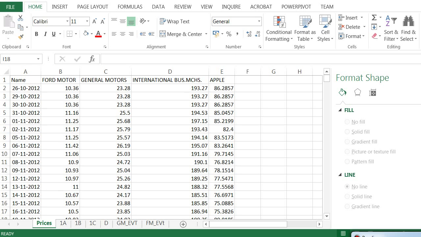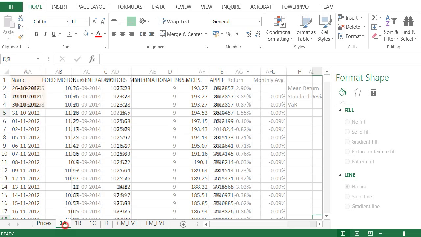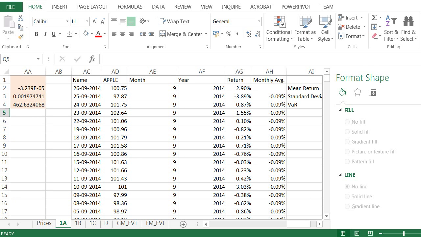This video presentation will guide you briefly through the steps I have done. Next. So this was the data, your data in prices. Sheet 1A contains most of your data.